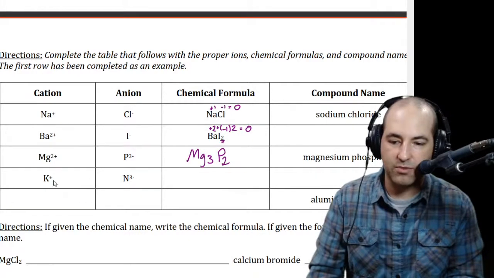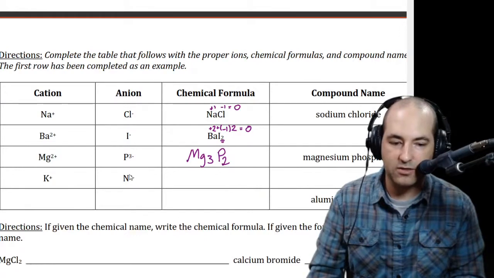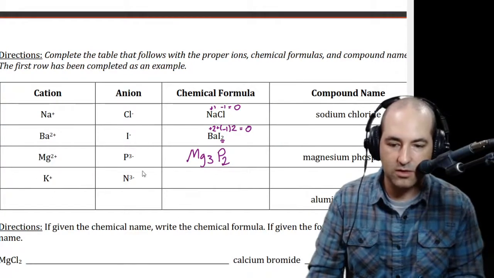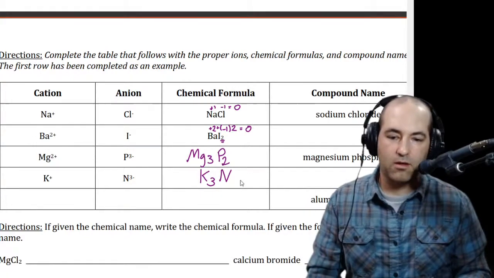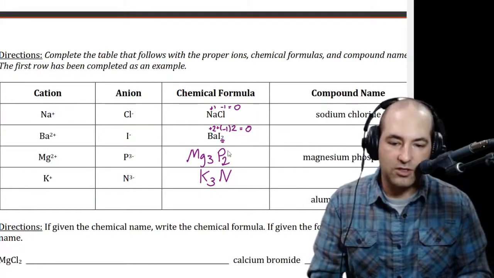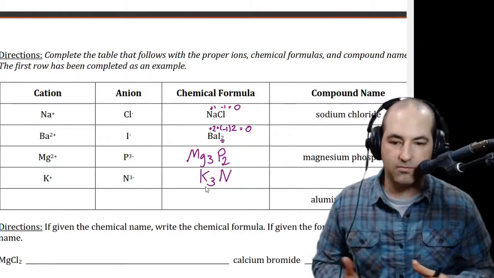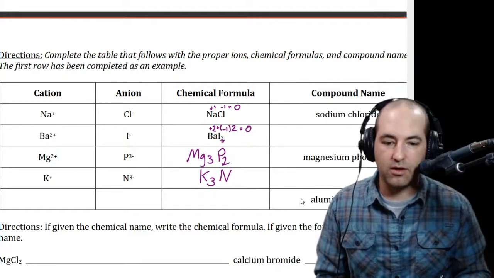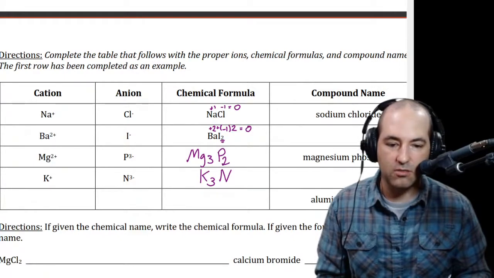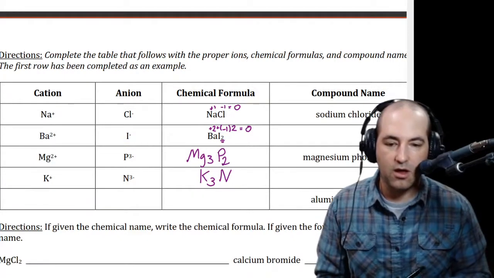For potassium, we have +1, nitride -3. So we need 3 of the +1s to balance out the -3. So that's going to look like K3N. All right, hopefully good so far. Notice I didn't write the charges here because once the compound is neutral, the charges aren't there anymore.